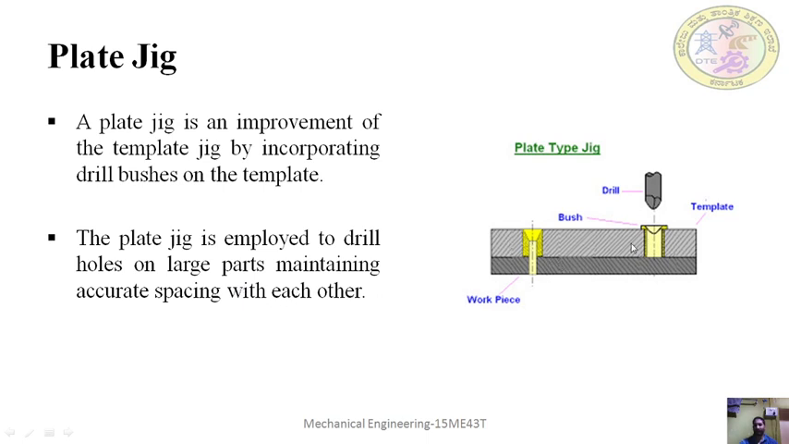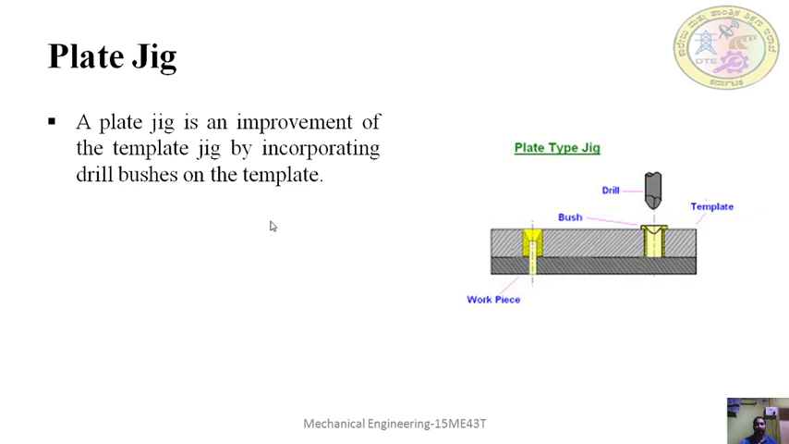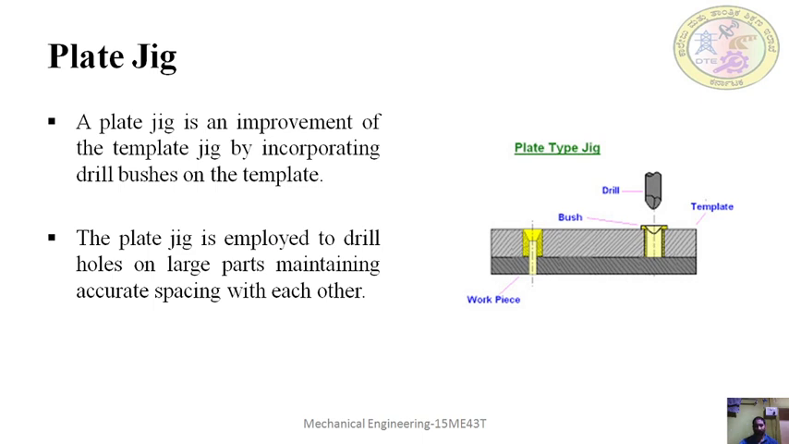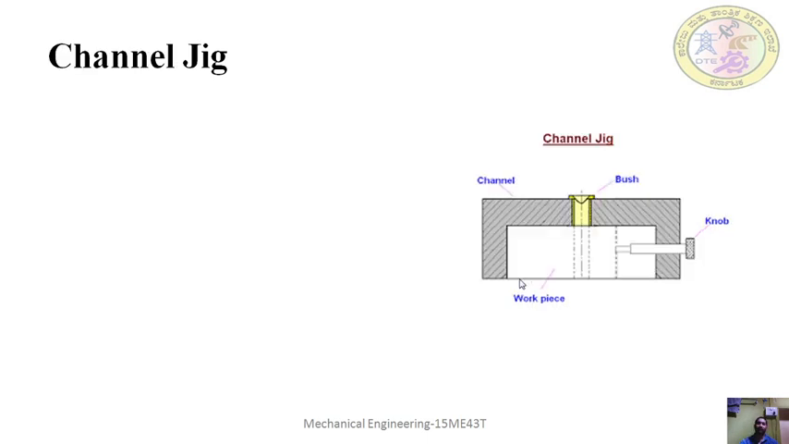So accurate spacing will be maintained because the holes are already provided on the jig. On those holes only the drilling operation takes place, so it will maintain the accurate dimension required by the workpiece. It is automatically maintained. The only difference between the plate jig and the template jig is that the holes on the jig are provided with bushes.